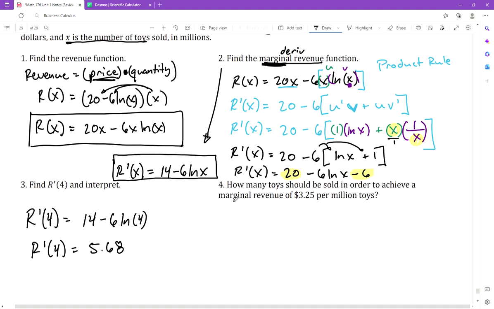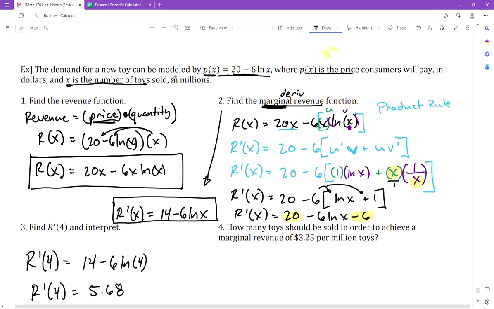Okay, so r prime of 4. Well, let's look back. So we found the revenue. They said where p of x is the price we'll pay and x is the quantity. Well, I don't see the symbols for price, but I'm assuming they mean dollars. Okay, so let's assume that since they didn't say it. So this is dollars, and then it's a rate because it's a derivative. Per whatever the x unit is, which is looking like toys. X is the number of toys.